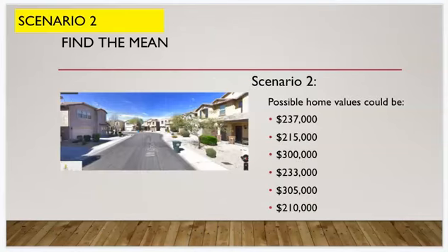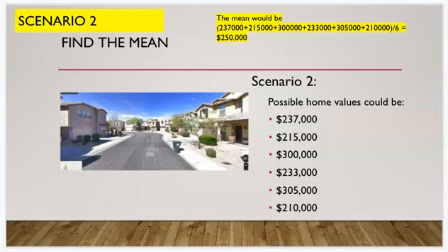Or it could look like scenario 2. The possible home values in scenario 2 would be $237,000, $215,000, $300,000, $233,000, $305,000, and $210,000. Let's find the mean of those. If you found the mean of those, you would still get $250,000 as your mean home price, but can you tell the housing is very different?